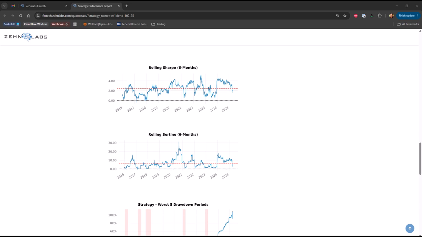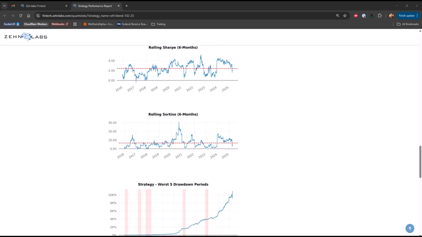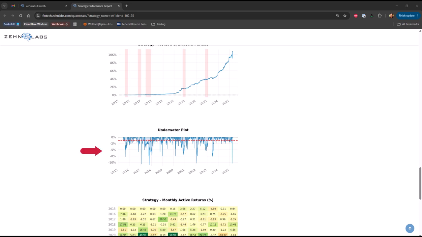Next, I spend some time looking at the underwater plot. This gives me an idea of this strategy's drawdowns as well as their recovery period. I want to make sure that the height of the blue lines does not cross a reasonable number beyond my risk tolerance, and that the light blue areas representing the length of recovery period are generally not very wide. These are pretty much all the things that I look at in the performance report.